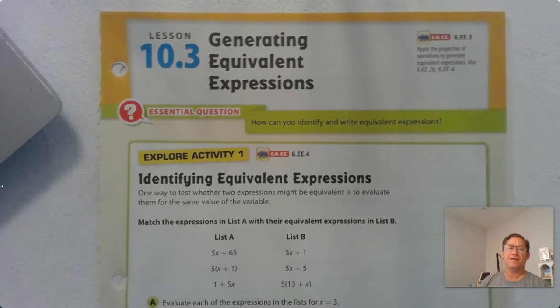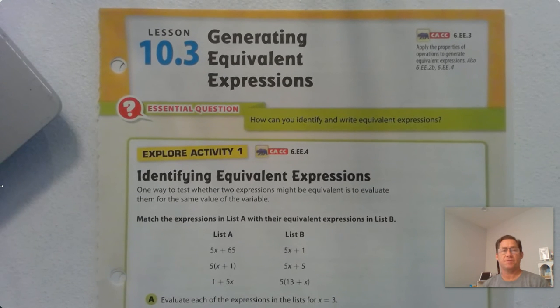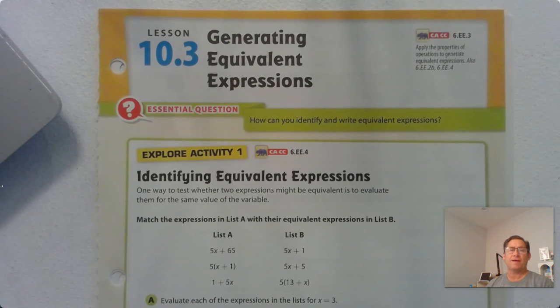Hello, everybody. In today's lesson, we're going to finish up Module 10, and we're going to be working with generating equivalent expressions. We're on page 277 of the 6th grade Go Math textbook. So let's look at the Explore activity.